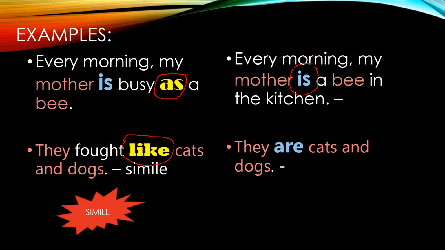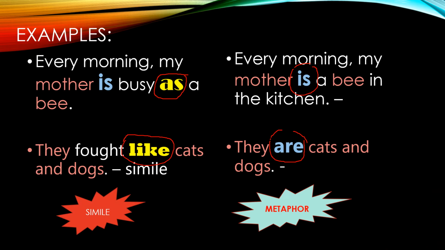They are cats and dogs. Okay, nawala si like, pinalitan natin ng linking verb na are. Okay? And this is an example of metaphor. So, madali lang tandaan. Una, hanapin ang dalawang bagay na pinagkukumpara. Kapag nakita ang as at ang like, siya ay simile. Kapag naman nawala, pero naroon pa rin ang dalawang pinagkukumpara, siya ay metaphor.